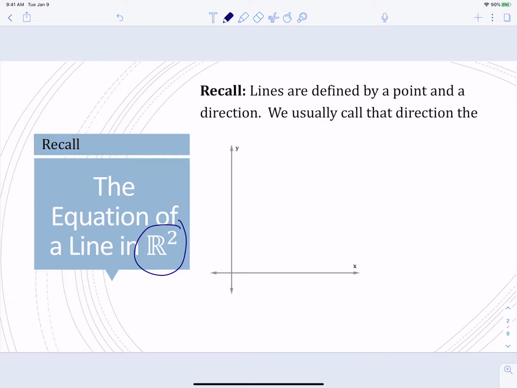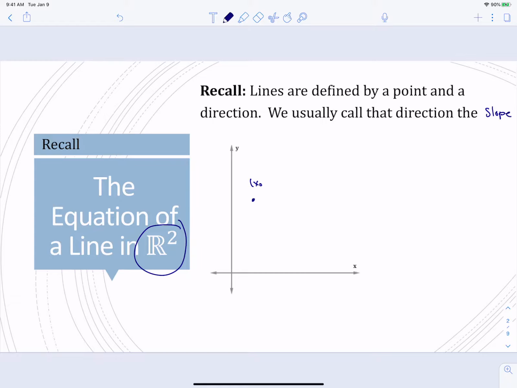Lines are usually defined by a point and a direction. Now, we don't normally call it the direction, we usually call it the slope. But that's what the slope is. It's telling us the direction that the line is going. So think about what we've been using to talk about direction. We've been talking about vectors. So keep that in mind.